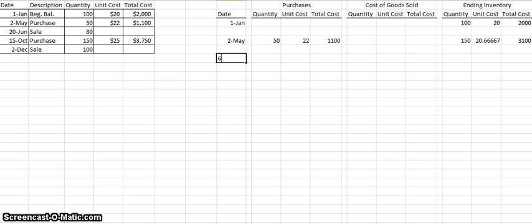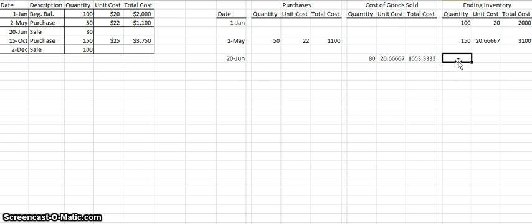Okay. So let's go to the next item. On June the 20th, we have a sale, and we sold 80 units. Unlike FIFO and LIFO, we don't have to choose what level. You're only going to have one level. It's just that your average is going to change each time. So when we sell those 80 units, it's at that cost of 20.666667. So we're just going to multiply that average by the 80. Again, we're going to get kind of an odd figure.